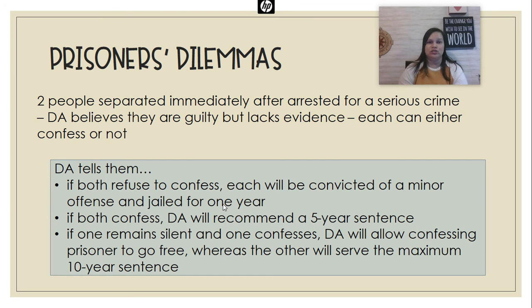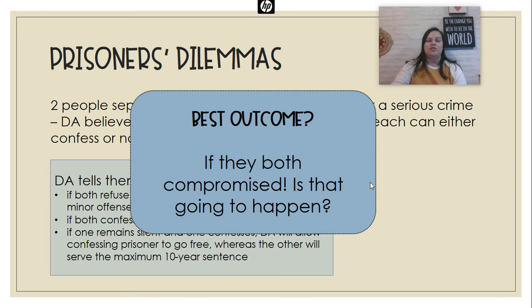Now, these two prisoners are not together. They're in separate rooms, so they can't discuss this. So what would be the best situation for them? The best outcome is if they both did not confess, because then they would just get this very short punishment. But is that going to happen? More often than not, no, because of their selfish desires. They'll both want to confess, hoping they're the only one who confesses, so they'll go free and the other one gets 10 years. But they both do that, so they both confess and they both get 5 years.